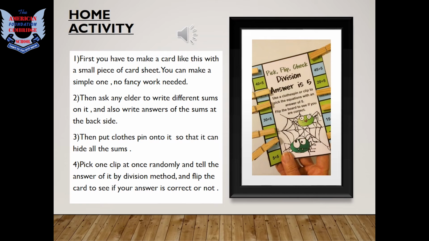Then ask any elder in your family to write different sums on it and the answers of the sums on the back side of the card. Then put clothespins onto it so that they hide all the sums. After that, pick one clip at random and tell the answer by the division method. You can flip the card to see if the answer is correct or not. Children, by this activity you can know how clear your concept is and how good you are in tables. It will also enhance your division skills. So try this activity at home.